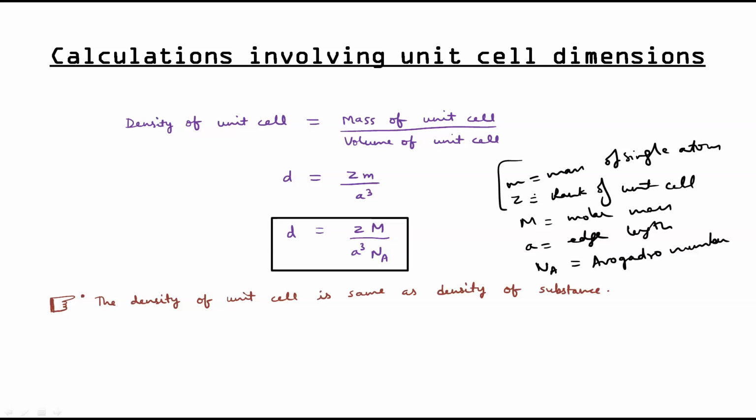So this is the formula. The density of unit cell is same as the density of substance. This is a point to be noted. Now remember, the density of the unit cell is same as the density of substance. The density of solid can always be determined by other methods. Out of the 5 parameters D, Z, M, A and Na, if any 4 are known, we can determine the 5th.